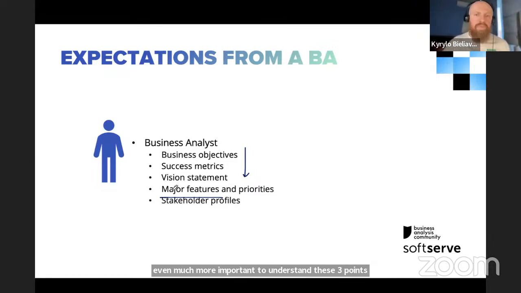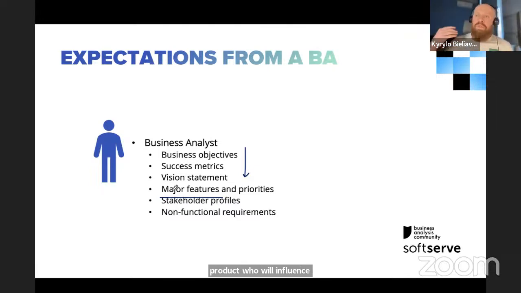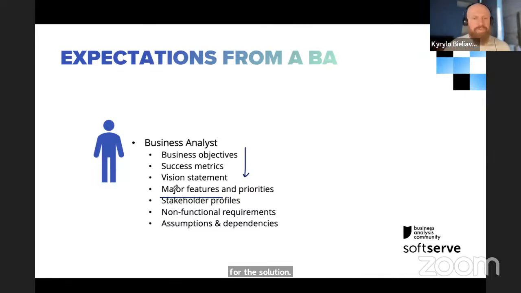Of course, we need to understand who the stakeholders are and who will have requirements for our product, who will influence it, etc. We must not forget about non-functional requirements. I know in some cases they are not taken into consideration, but that is also a mistake. You must understand what non-functional requirements, or at least quality attributes, will be applicable for the solution to make sure you will not underestimate the efforts.